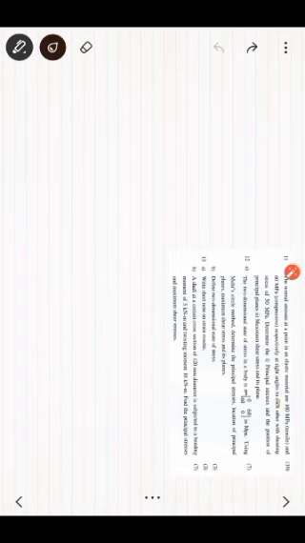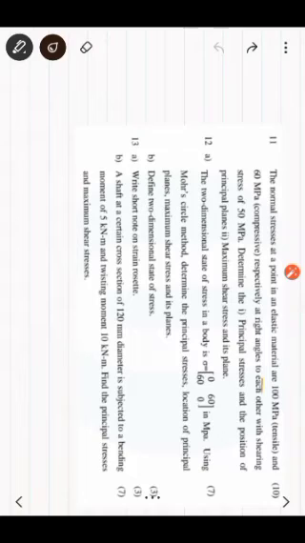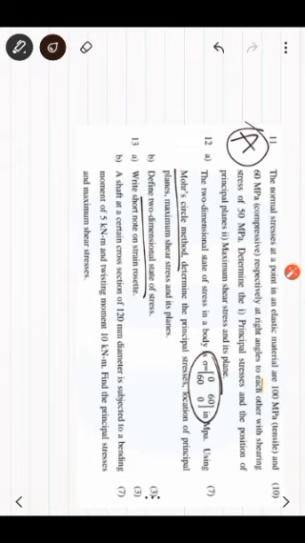Next, using Mohr's circle they want you to determine how to locate and define the two-dimensional state of stress. So this is the two-dimensional state of stress, and the same problem is given here. So this is an assignment.